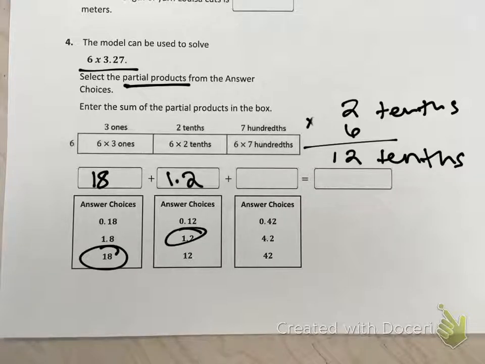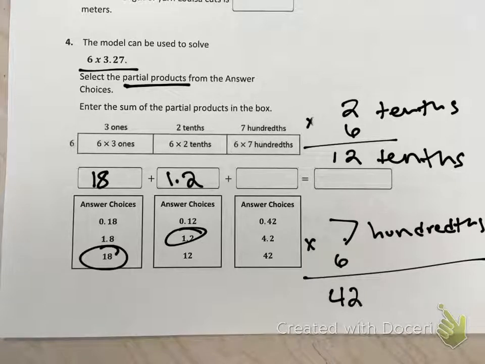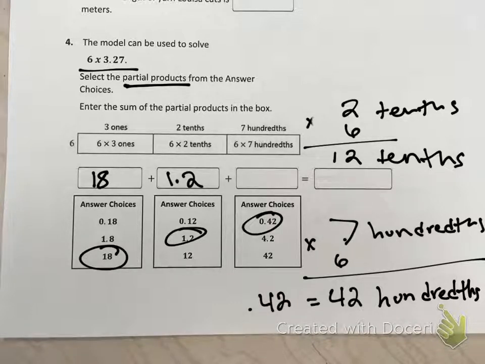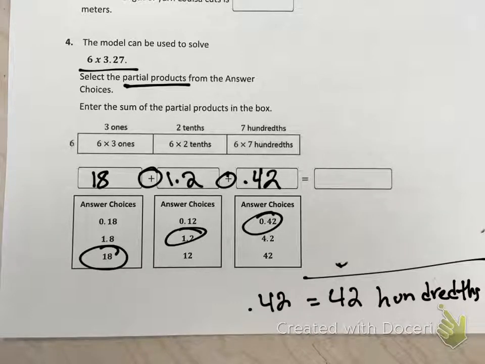And then 6 times 700 would be the same as saying 700 times 6, which is 4200. And hundreds have two numerals after the decimal, so it would be equal to 42. So now we have 42 hundredths. And now it says we need to add them all together, so let me clear some space for myself.